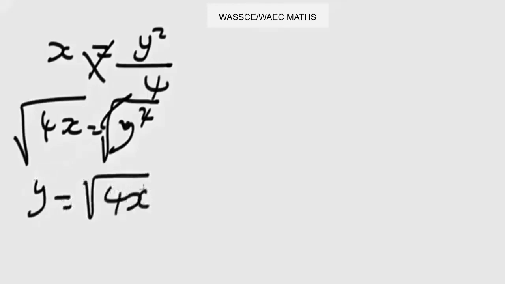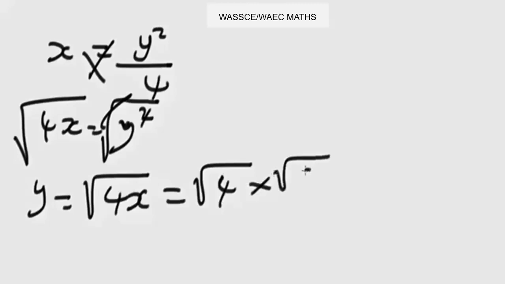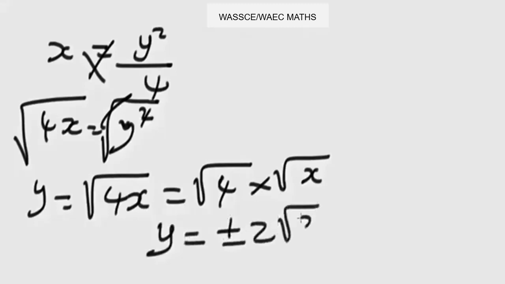But we do not stop here. This is not the final answer because 4 has a square root. So all you have to do is separate the square root. Another way you can express this, using the surd rule, is to separate the brackets: square root of 4 times square root of x. Alright, so 4 has a square root, and the square root of 4 is what? 2. So our final answer will be y equals plus or minus 2 root x.